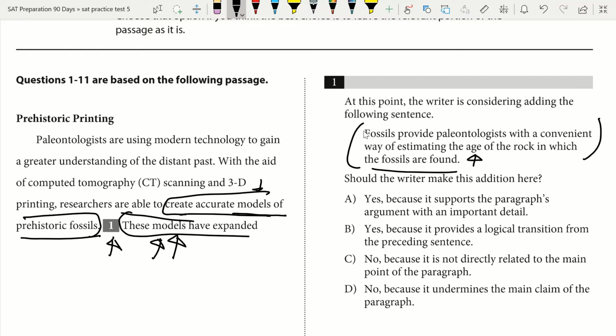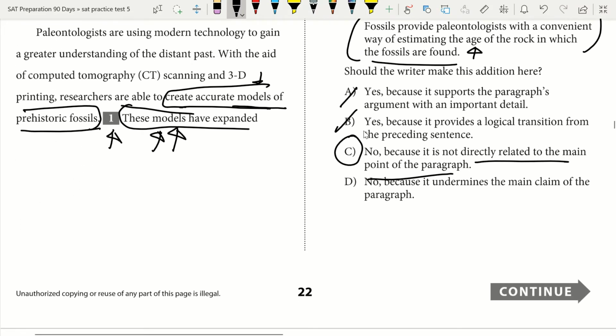So my correct answer here is no, I don't want to add it, because it's not directly related to the main point of my paragraph. I don't want to interrupt this discussion of these models by including this, because it's not directly related to that main point. So the correct answer there is going to be C. It's not undermining my main claim, so that's why D is wrong.